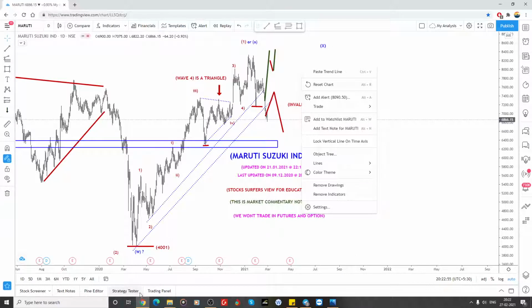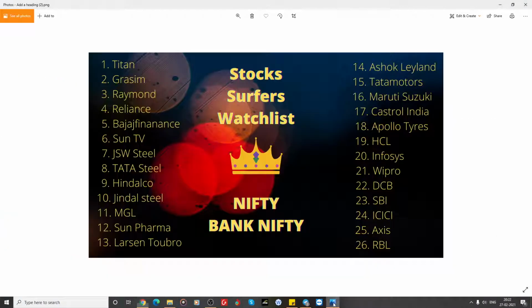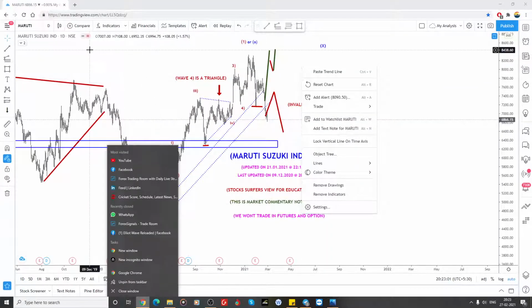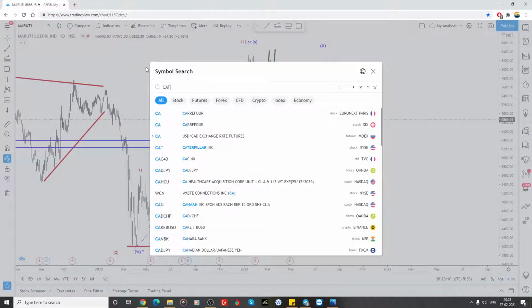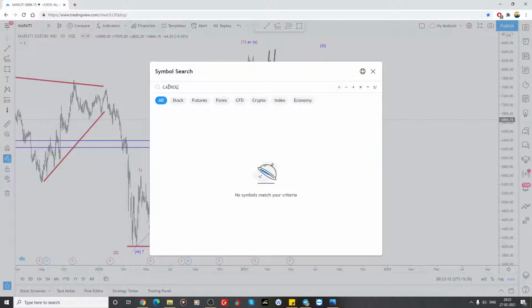So next is after Maruti, Castrol, Apollo Tyres. Castrol India.